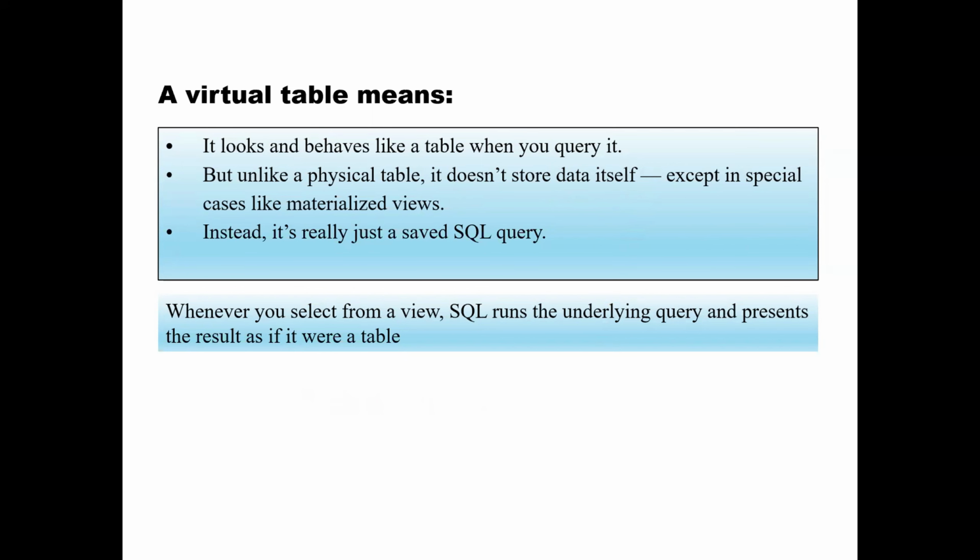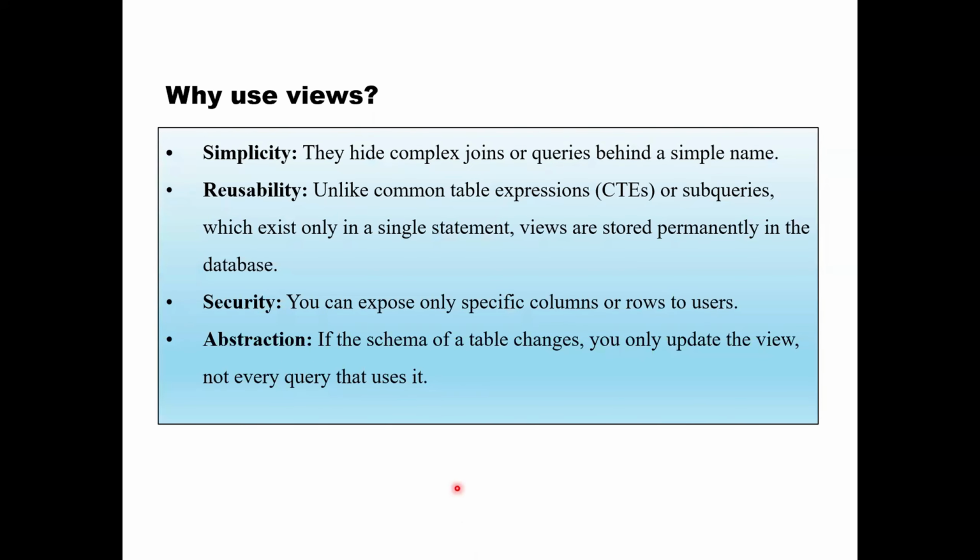Why use views? We use views for several reasons. Simplicity. They hide complex joins or queries behind a simple name. Reusability. Unlike common table expressions, CTEs, or subqueries, which exist only in a single statement, views are stored permanently in the database. Security. You can expose only specific columns or rows to users. Abstraction. If the schema of a table changes, you only update the view, not every query that uses it.